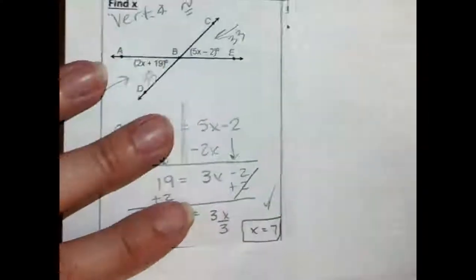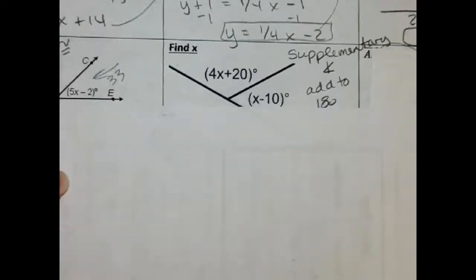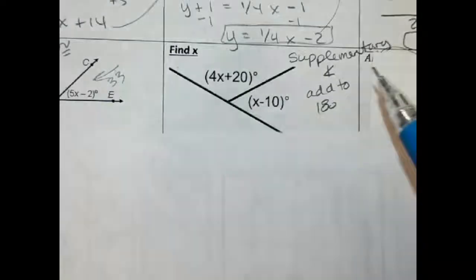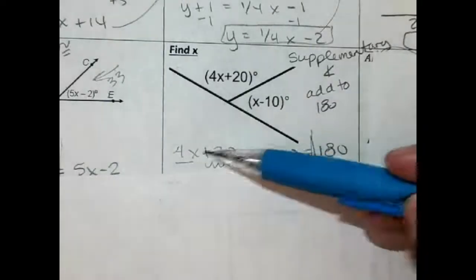Alright, the next one was supplementary because they make a straight line, so we know they add up to 180. So it's this plus this equals 180. And again, these are all on one side of the equal sign, so now I'm just combining them.